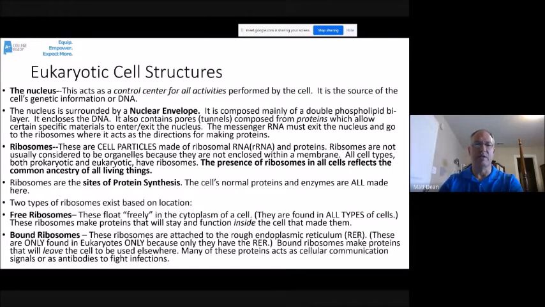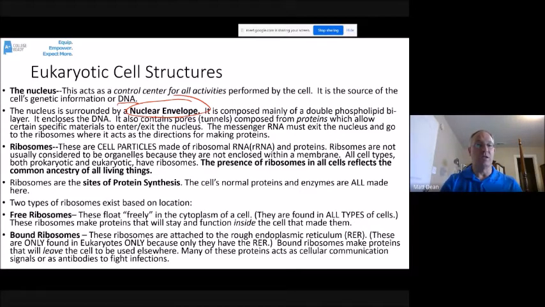So we've already talked about the nucleus. It's the control center for the cell's activities because it's where the DNA is at. It's surrounded by a nuclear envelope, which is actually a double phospholipid bilayer. So it's really 4 layers of phospholipids. It has pores, which allow certain things to go in and out of the nucleus, things like the messenger RNA, which needs to leave the nucleus and go out to the ribosomes.